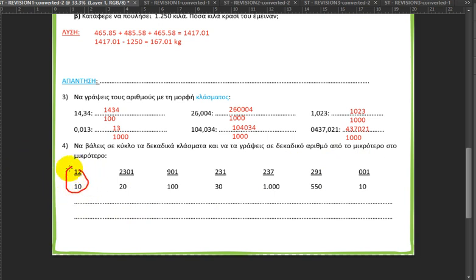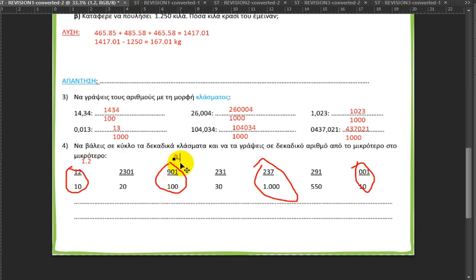1 here, 1 here, 1 here, and 1 here. All right, so this would be 1.2. This would be 9.01. And this would be 0.237. Whereas this one would be 0.1.